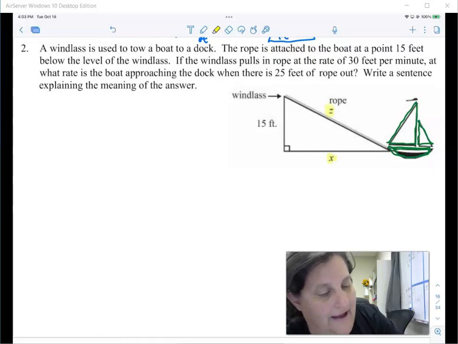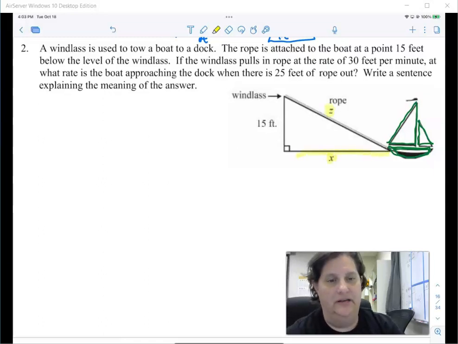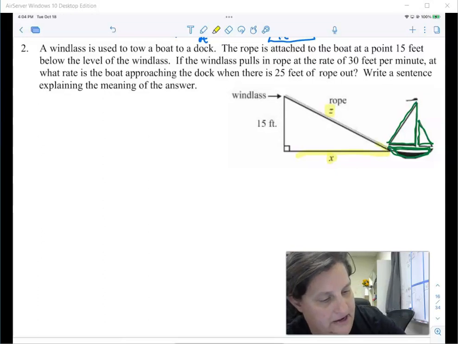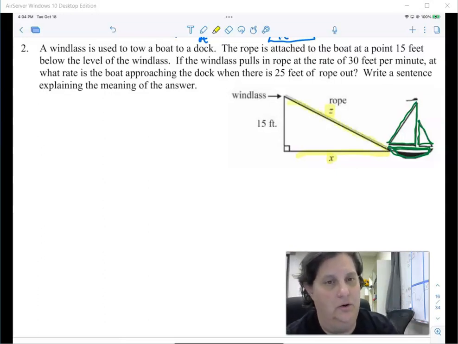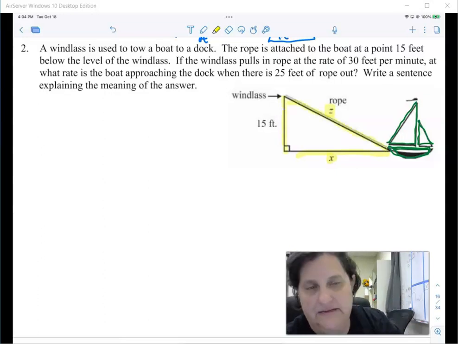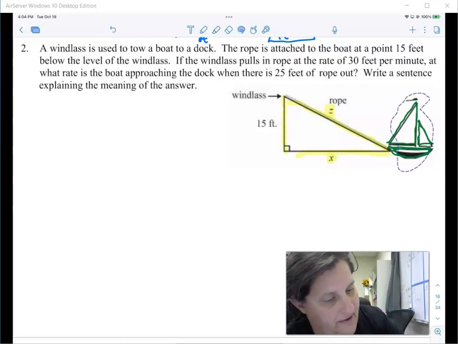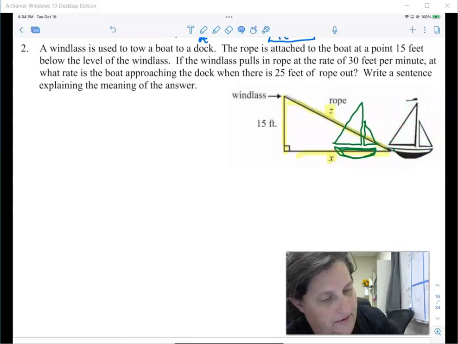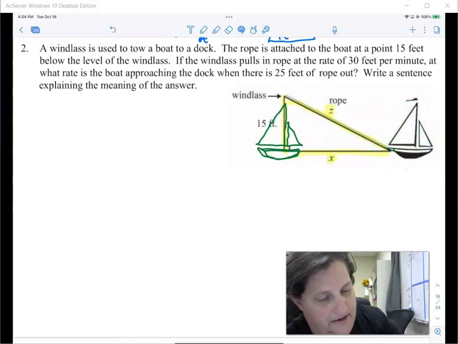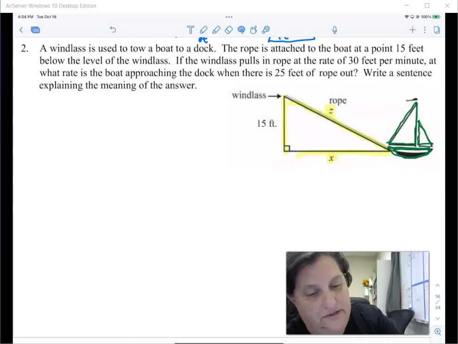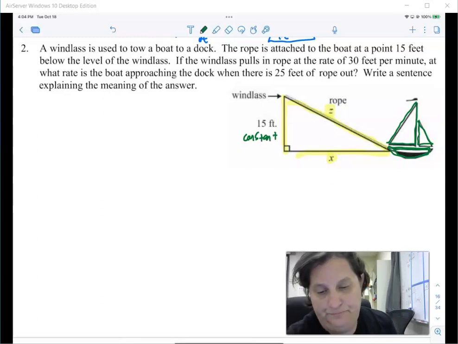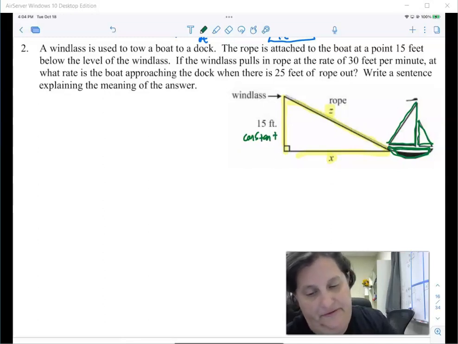Well, x is definitely changing. The boat's getting closer to the dock. z, the rope, is definitely getting shorter. That distance is not changing. You guys see that? As I move my boat through here, that 15 is not changing, so that side is constant. The rope is attached to the point 15. They labeled that for us.